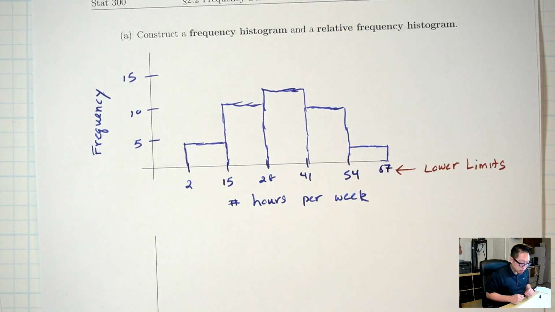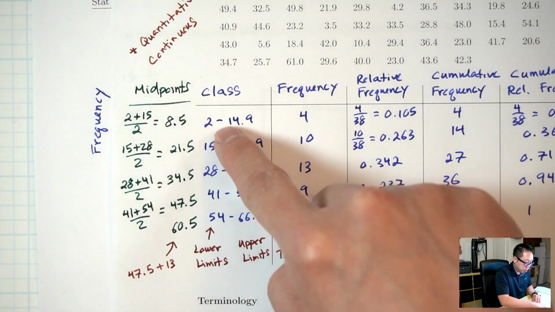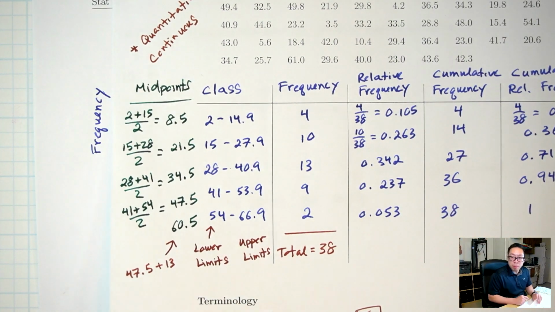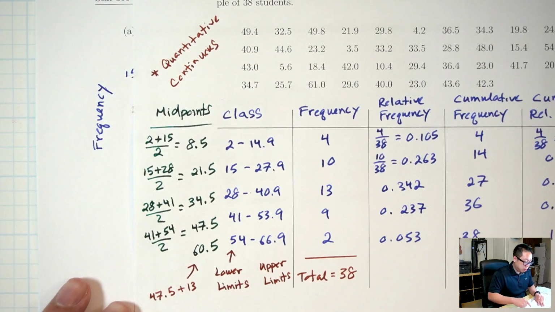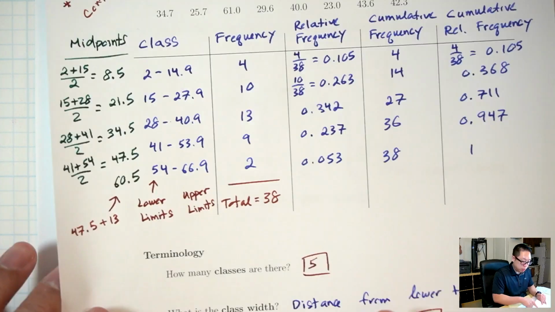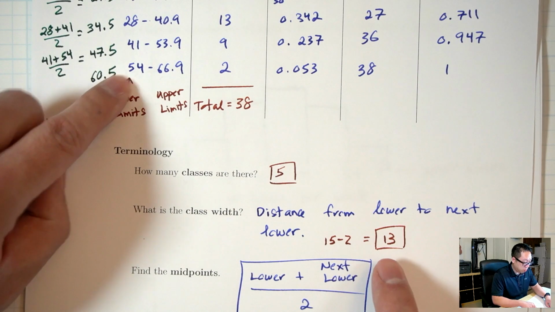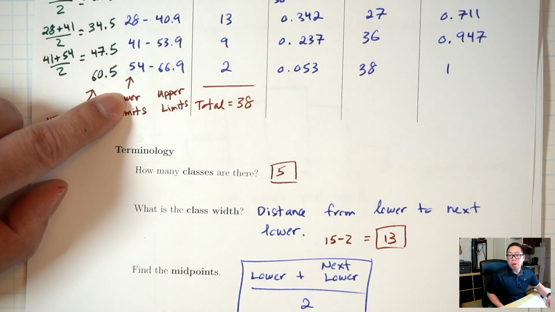Okay, another way to get that is all my lower limits, 2 to 15, 15 to 28, all my lower limits, remember, are going up by the class width, right? So all I need to do to get the next lower limit is to add 54 plus 13. 54 plus the class width should give me the next lower limit, which is also 67.